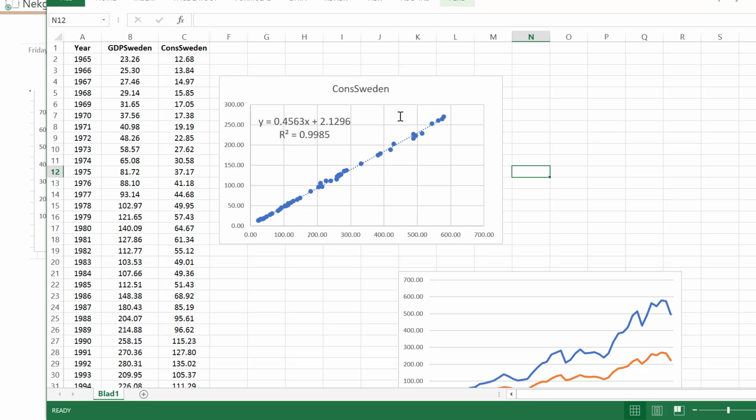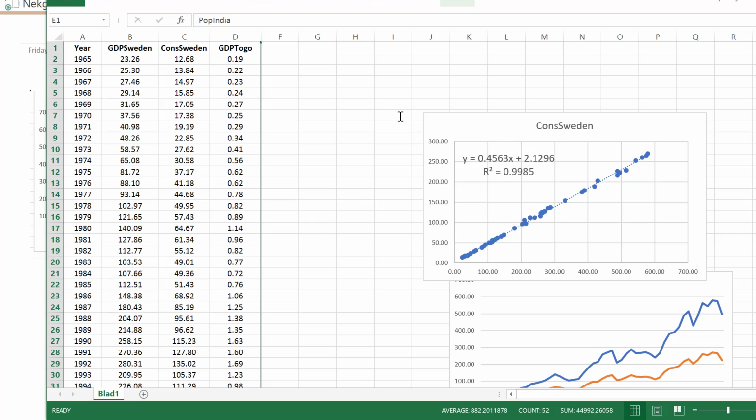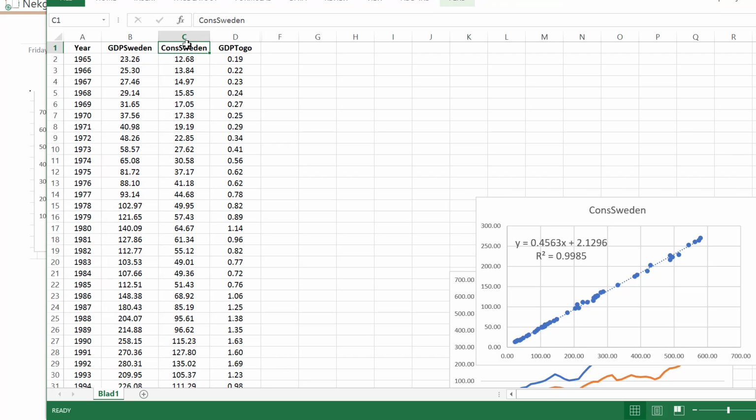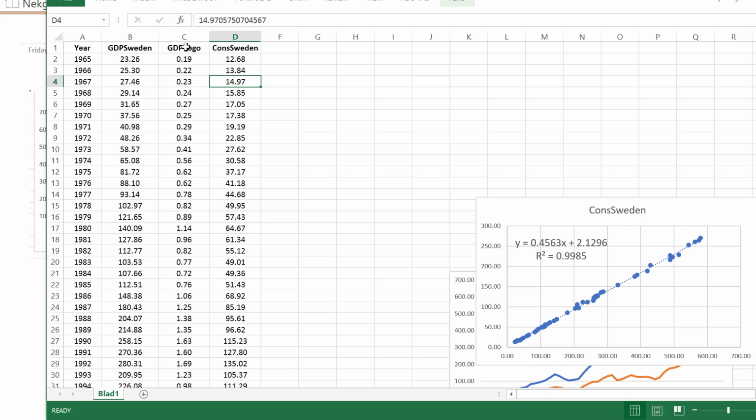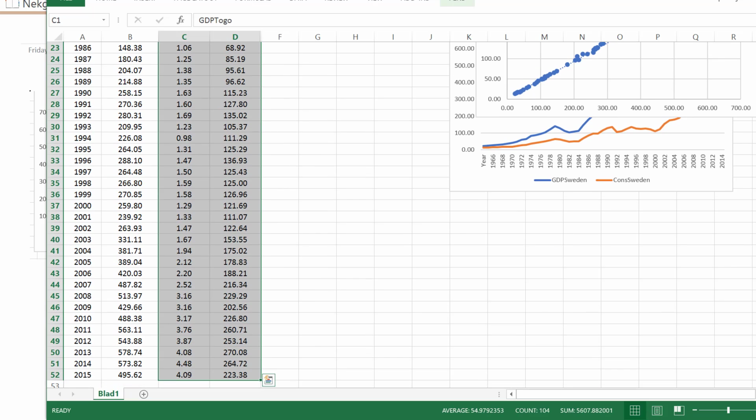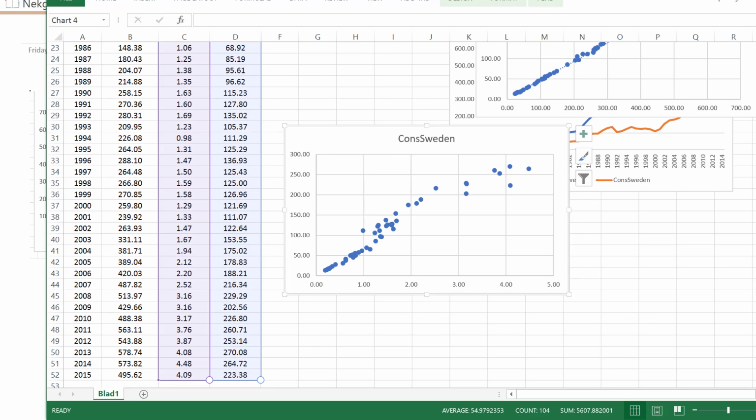are using non-stationary data. To see that this result is very suspicious, let's try to explain the Swedish consumption using the GDP of Togo. Now, Togo, of course, is a country in Africa, and the GDP of Togo really should not have too much of an effect on the Swedish consumption. So I'm doing a scatter plot now of Swedish consumption. Well, first let's move GDP to the left of Swedish consumption so we get the same axis. Mark this, insert the scatter plot, and fit the trend line.